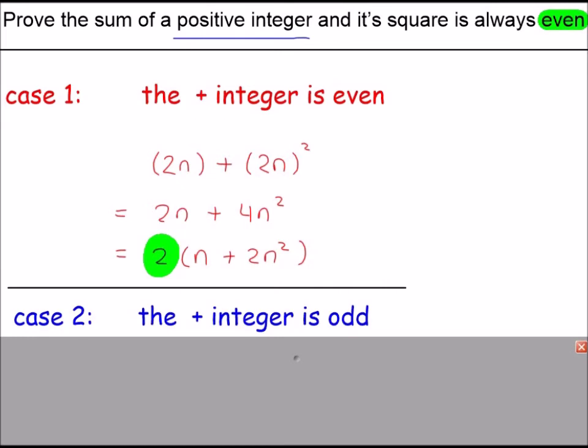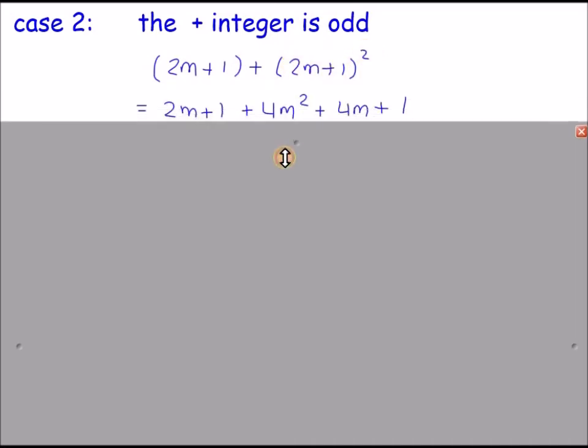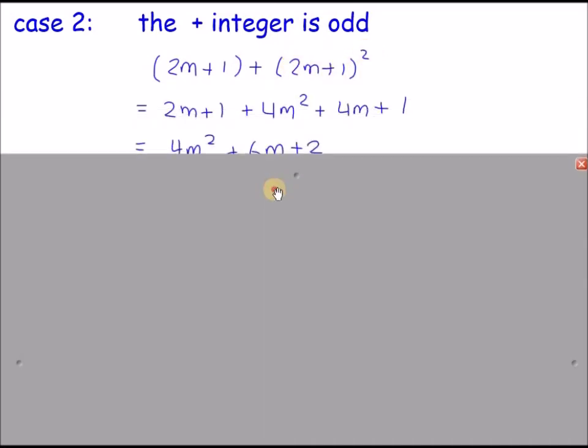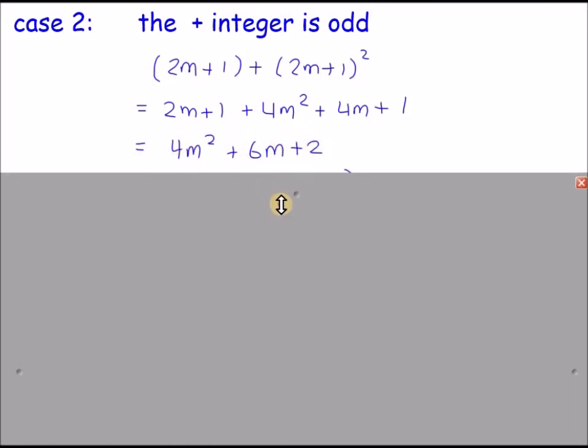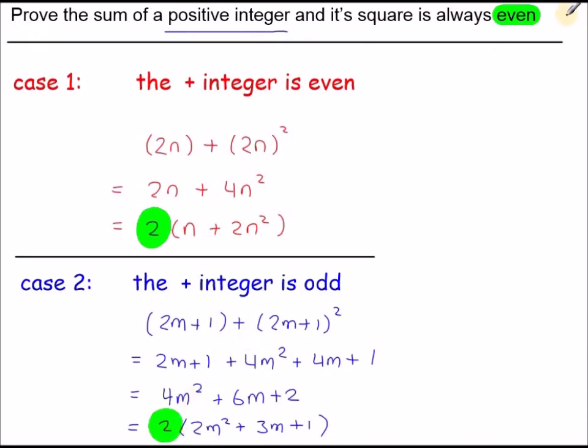The second case, where our positive integer is an odd number. So we have an odd number plus the square of the odd number. Expand the brackets, simplify, collecting like terms, and these are all multiples of 2. So we have proven our statement that the sum of a positive integer and its square is always even.